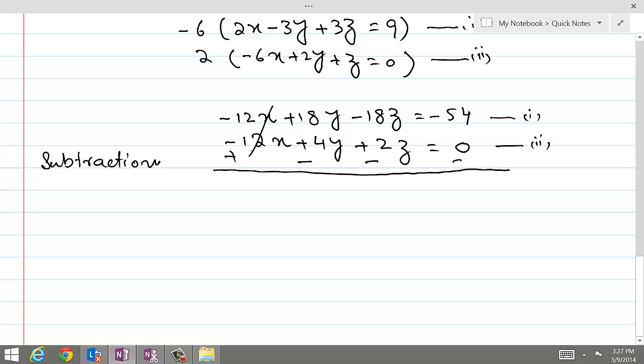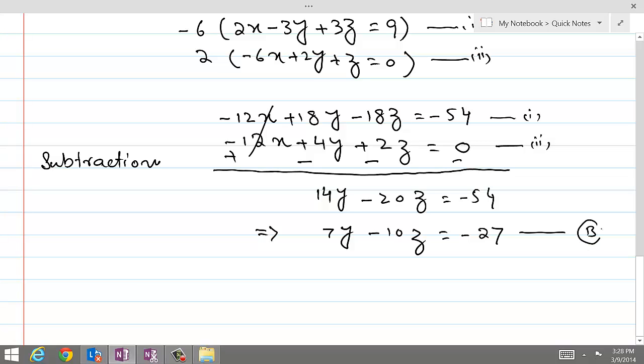So x will be eliminated, leaving behind 14y minus 20z equal to minus 54. And if we divide throughout by 2, as 2 is common throughout, what we will have is 7y minus 10z is equal to minus 27. And let's name this as equation B.